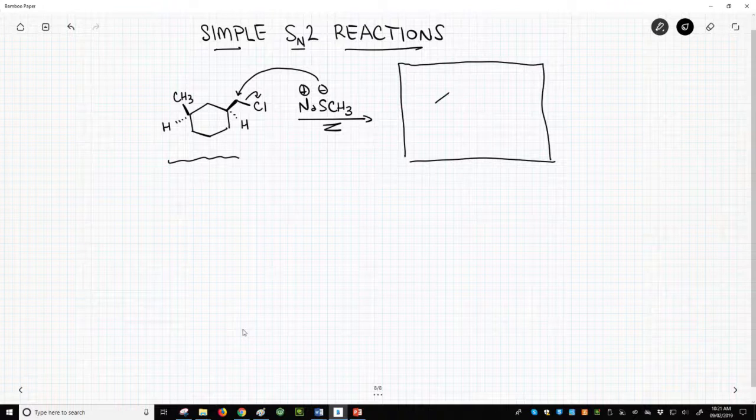Therefore, the product is identical to the starting material, except we replace the chlorine with the sulfur. The rest of the molecule is unchanged. Again, this reaction can be used to make other questions. We could be asked to provide the reagents. We could also be asked to provide the starting material.